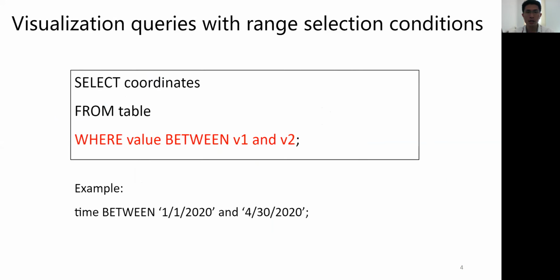In our paper, we consider this kind of general form queries. Select coordinate from table where value between V1 and V2. For example, if a user wants to visualize a scatter plot of taxi pickups between January 1 and April 30, then the corresponding selection condition will be time between these two values.